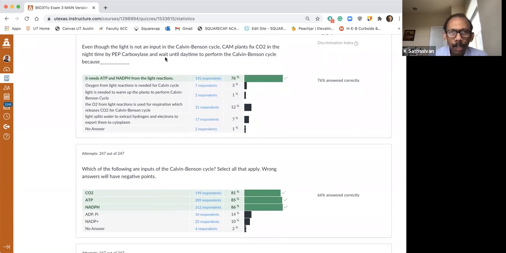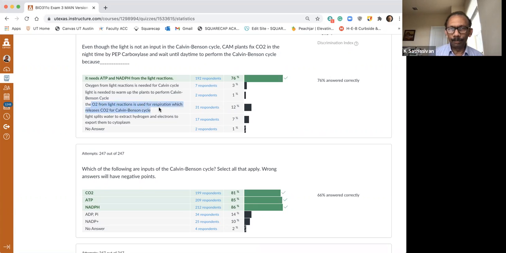Okay, the next one. Even though light is not an input of the Calvin-Benson cycle, CAM plants fix CO2 in the nighttime by PEP carboxylase and wait until daytime to perform the Calvin-Benson cycle, because this is similar to the question about algae grown in light transferred to the dark. They stop reducing phosphoglyceric acid into glyceraldehyde 3-phosphate. I asked a similar question in a different way. And I have told this also during my lecture, this Calvin cycle always happens during daytime, even though light is not needed, because it does need the output coming from the light reaction. Many of you did get that correct.